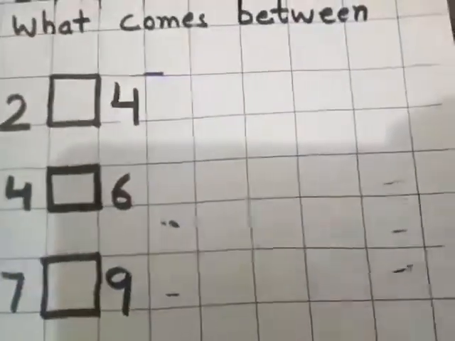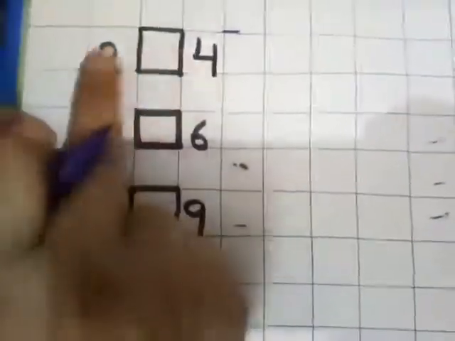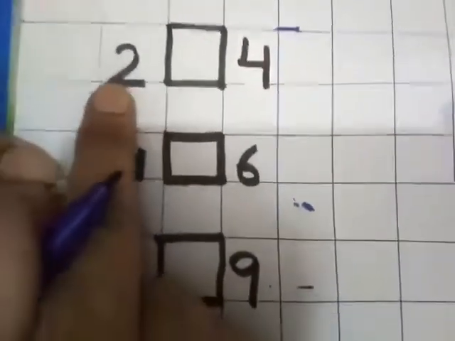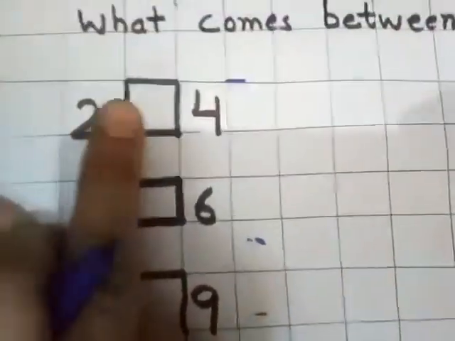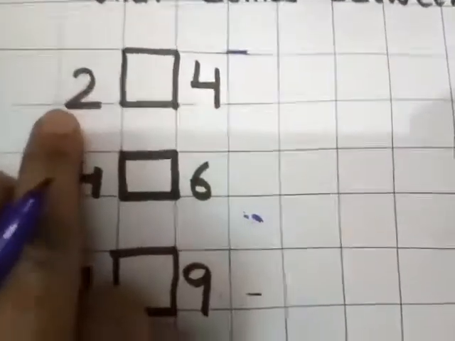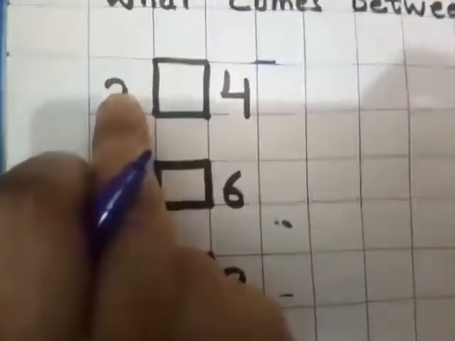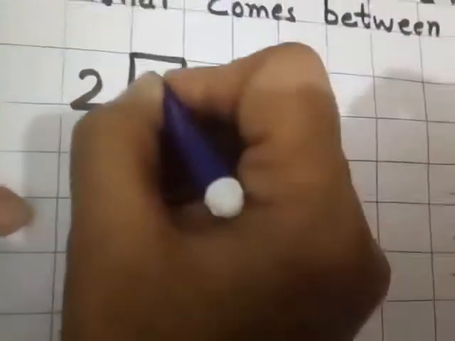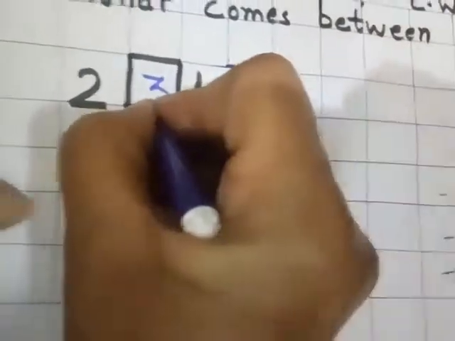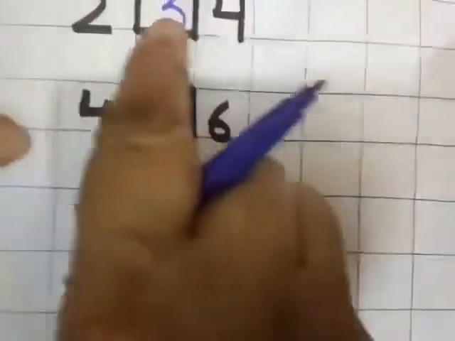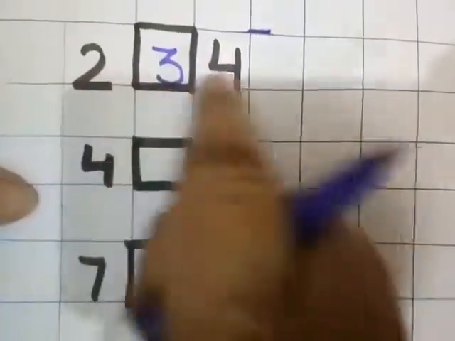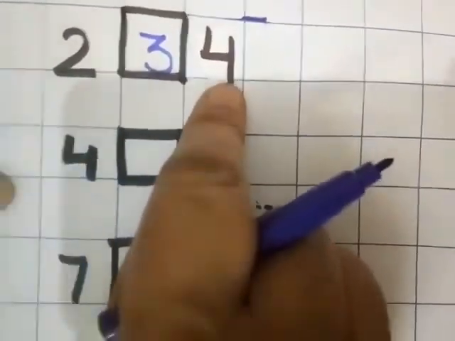Now we will write the in-between numbers of these two numbers. Now you tell me, 2 and 4. These are the two numbers and we have to write the number in between these two numbers. Yes. Speak out with me. 2. Yes, very good. 2, 3 and 4. 3 is in between these two numbers.